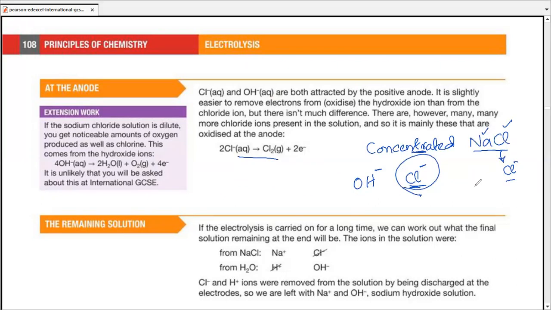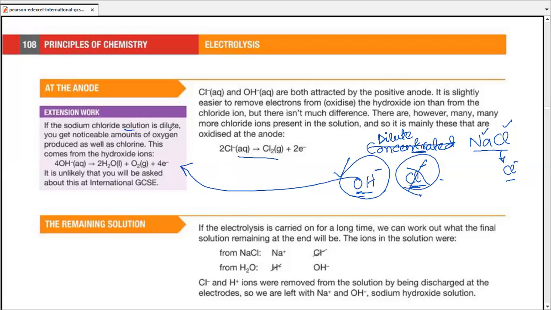Then, is there a chance that this gets electrolyzed at the anode? Yes, there is. If the word concentrated was not mentioned and the word dilute was mentioned instead, which means less salt and more water is present, and more water means more hydroxide, which means chloride won't electrolyze at the anode. In fact, hydroxide does. So where is the equation of hydroxide? You'd find it over here.